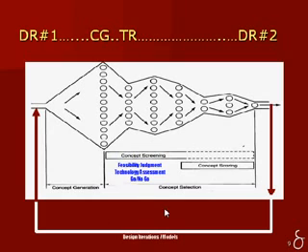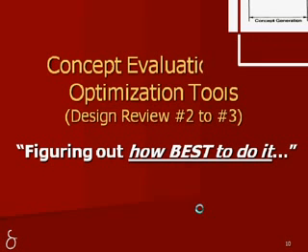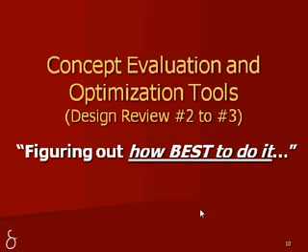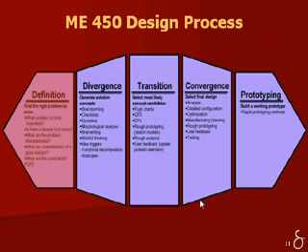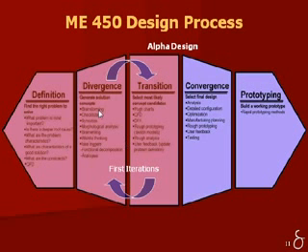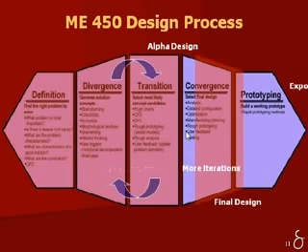Okay, so the idea of iterating this outer loop is quite important, and that's really that process between Design Review 2 and Design Review 3, where we're figuring out how best to do it. But that is not the topic of this podcast right now. We're in the second design review phase, where we're coming up with our first iterations and aiming for our alpha design.